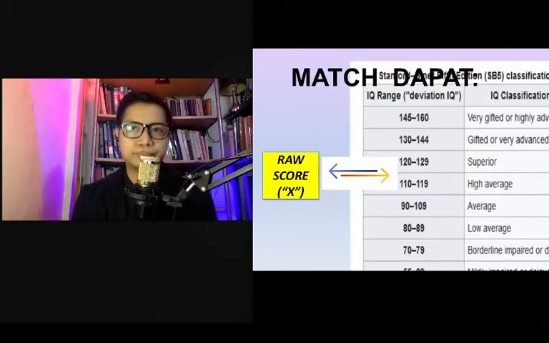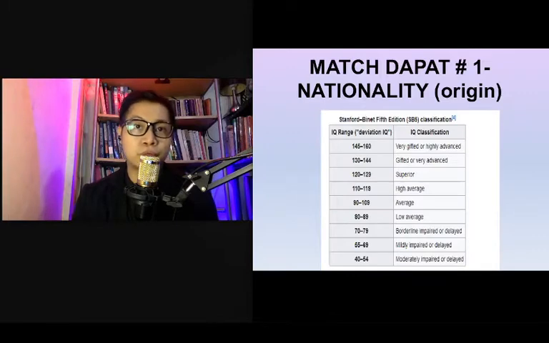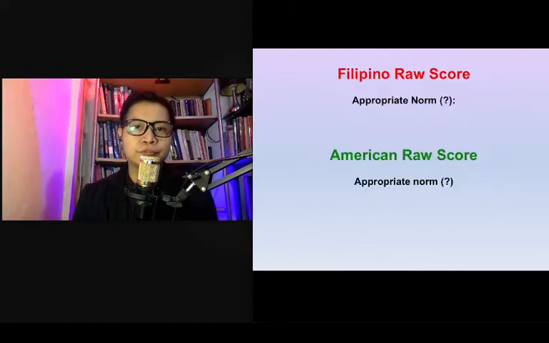So the next question is, ano ba yung mga katangian or the qualities of the norm na dapat mong chine-check bago mo gamitin yan para i-interpret yung raw score mo? Number 1, match dapat yung nationality ng norm doon sa nationality ng raw score na i-interpret mo. Or to make the long story short, kailangan alamin mo yung origin nung norm bago mo siya gamitin to interpret your raw score. More or less, dapat pareho sila ng origin. The origin of the norm must be the same as the origin of the raw score.